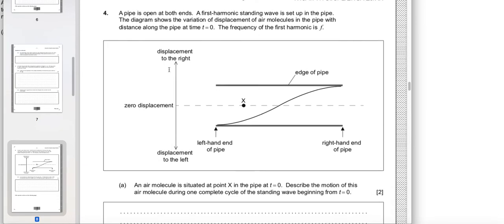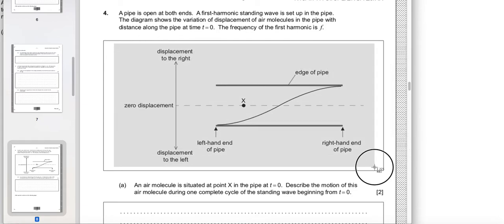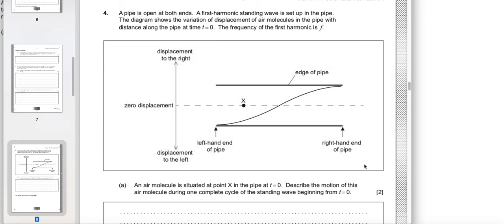Next, this is the end. Exercise number 4, about standing waves. A pipe is open at both ends. A first harmonic standing wave is set up in the pipe. The diagram shows the variation of displacement of air molecules in the pipe with distance along the pipe at time t equals 0. The frequency of the first harmonic is f. Let me copy this picture. And now an air molecule is situated at point x in the pipe at t equals 0. Describe the motion of this air molecule during one complete cycle of the standing wave, beginning from t equals 0. So let's look.